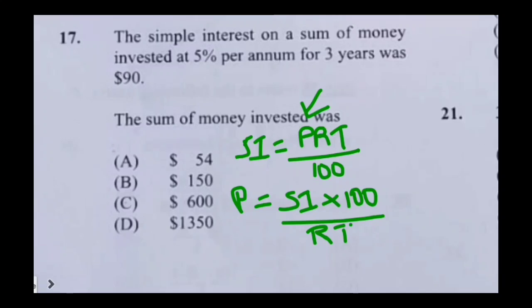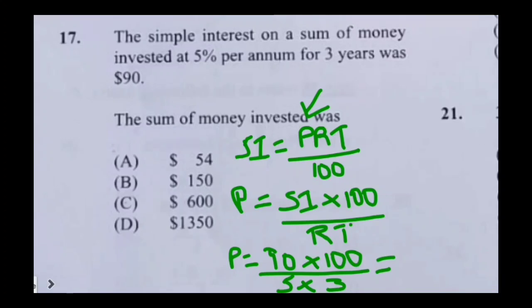Now we need to substitute our values. So we're going to have P is equal to SI, which was $90, multiplied by 100. And then that's divided by RT, which is the rate, 5%, multiplied by the time in years, which is 3 years. Multiplying that out, we'll have 9,000 divided by 5 times 3, which is 15. And then simplifying this, we'll have 600, which is our answer at C.